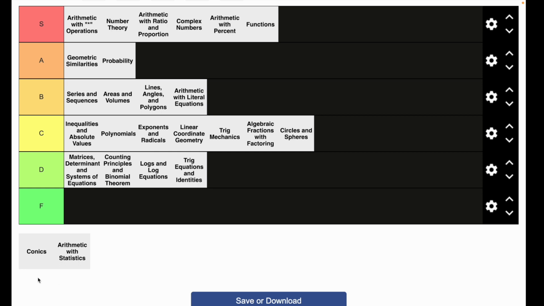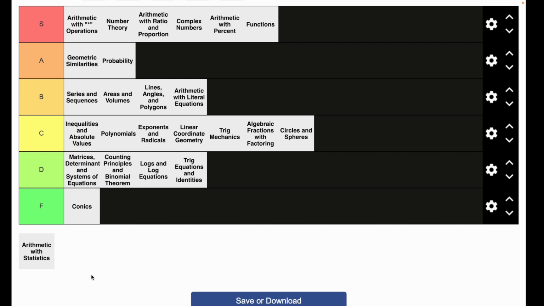Conics. Everyone knows where I'm going to put conics. F tier. It's horrible. Conics are crazy. Yeah, the three-pointers are doable, but you have to complete the square twice to do them. So they're doable, the three-pointers. You get past that, and I'm sorry, without a cheat sheet in hand, I cannot do the rest.